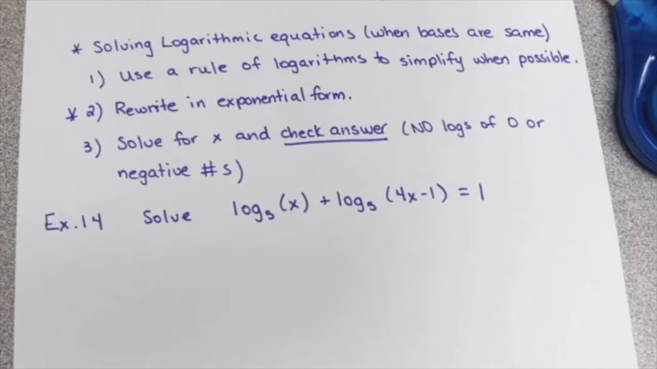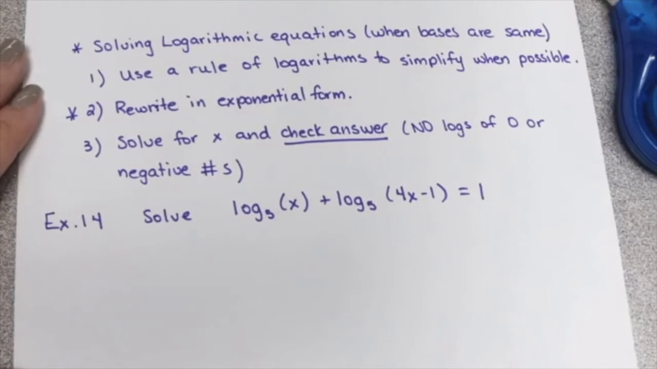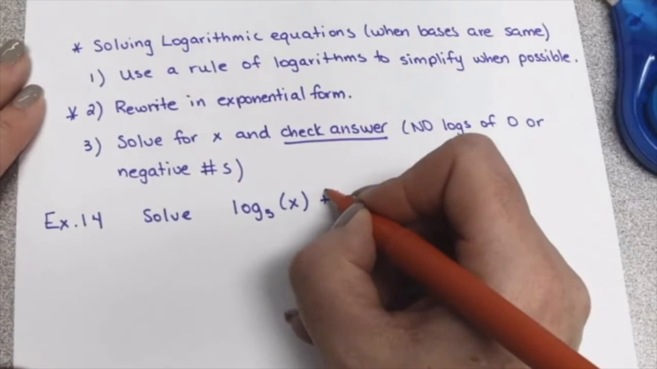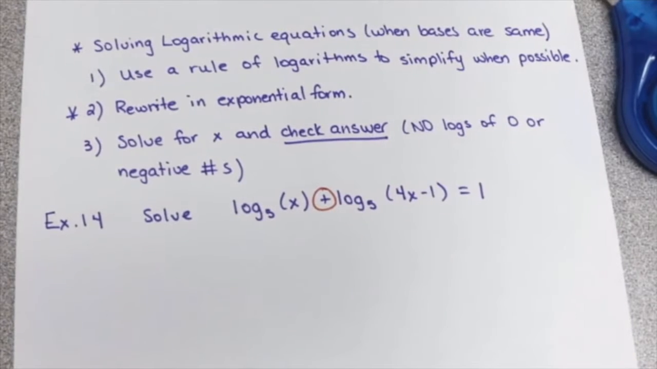So this is definitely a log equation, right? It's got some logs, it has an equal sign, that makes it a log equation. All right, so the first thing is you need to decide which of the 3 rules you're going to use, okay? And your hint is what I circled there, right? Which of the 3 rules involves addition? Do y'all remember?